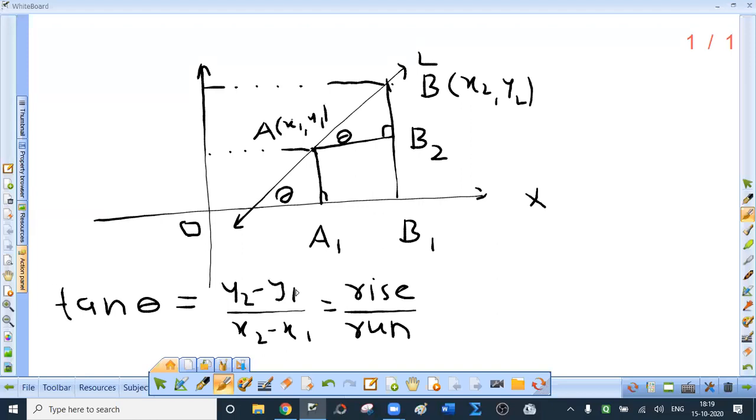I hope you understood this. If not, just remember the result that tan theta, that is slope, is y2 minus y1 upon x2 minus x1. So this is rise. See, BB2 is rise and this is run. So rise upon run is nothing but the slope of a line.